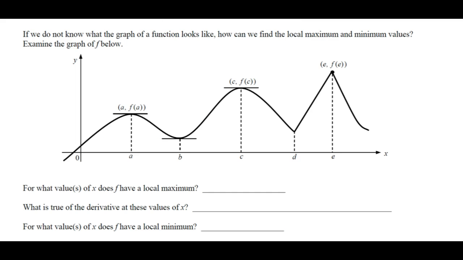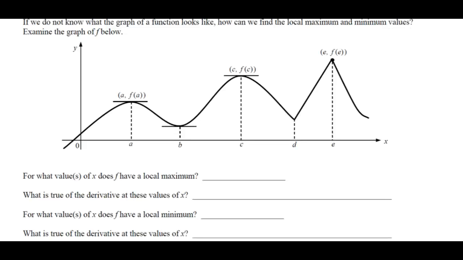If we do not know what the graph of a function looks like, how can we find the local max and minimum values? So let's take a look at the graph below. So here's this graph. There's some stuff going on here. For what values of x does f have a local maximum? A, C, E.